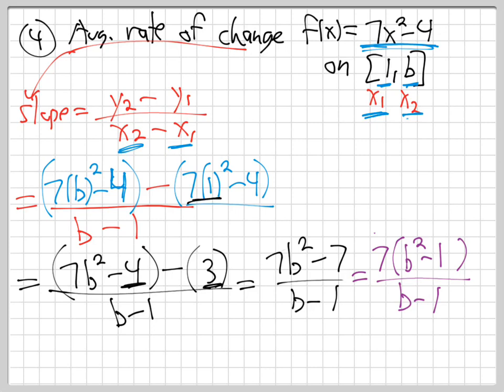Factor it again. Factor it again, and what is it? What does b squared minus 1 become? b plus 1, b minus 1. Exactly, difference of squares. Remember, b plus 1, b minus 1? Exactly. So we do that.